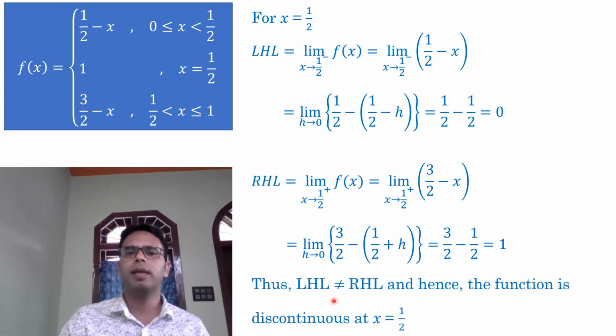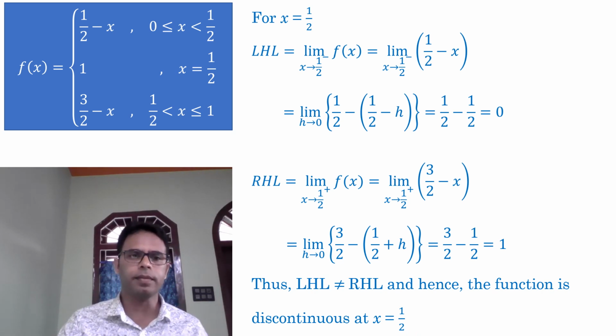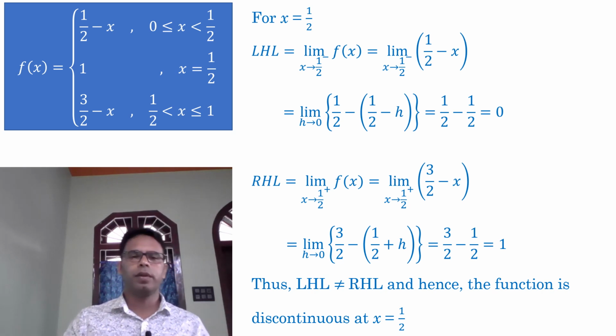So thus the left hand limit is equal to right hand limit, and hence the function is discontinuous at x is equal to half. So half point of function to discontinuous ho gol. ধৰিব পাৰিছা নিশ্চয়? Okay, so we go to the next question.